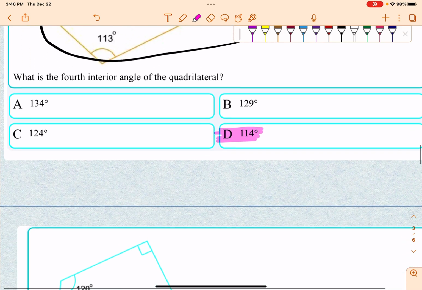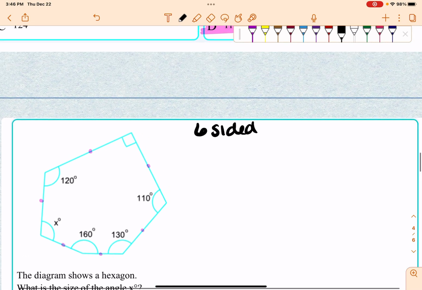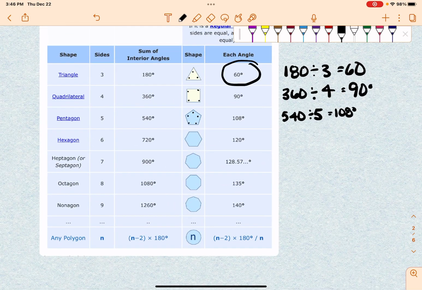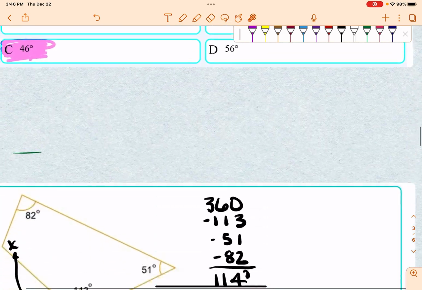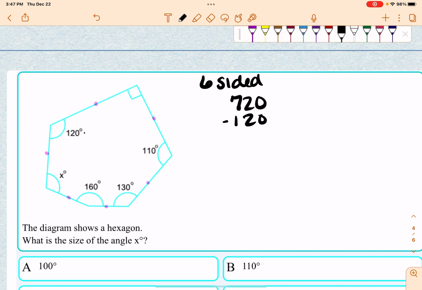Okay, let's look at the next one. So if I look at the next one, let's see, 1, 2, 3, 4, 5, 6-sided. So I know this is a 6-sided shape. So I'm going to go back up to my table for a minute. So if I look at 6-sided, it's going to be 720 altogether. So 720 total.